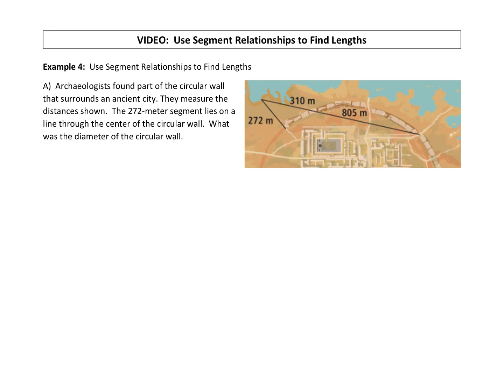All right, so we're going to get some practice with our other segment relationships we learned about in the last video. And why don't we do it in a word problem? I mean, why not, right? So part A, archaeologists found part of the circular wall that surrounds an ancient city. They measure the distances shown. The 272 meter segment lies on a line through the center of the circular wall. What was the diameter of the circular wall?